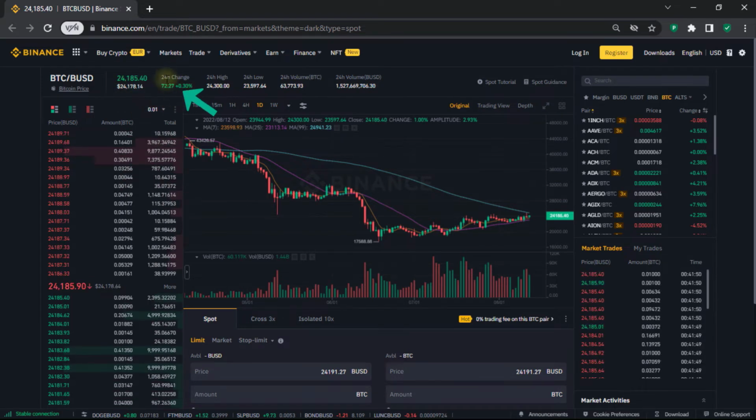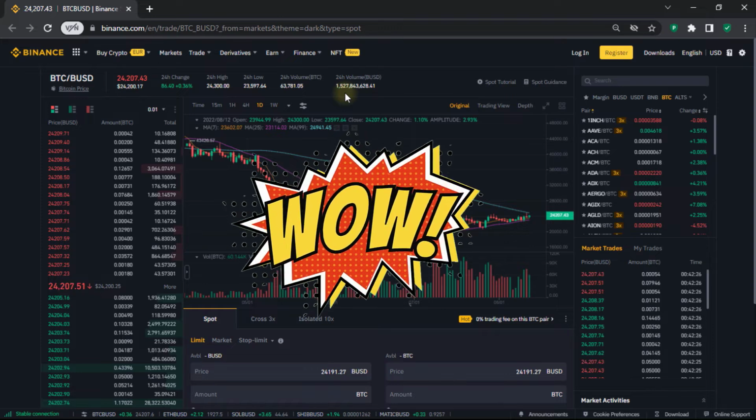Then it shows you a 24-hour change. This is percentage and value. So you've got a 0.25% thereabouts or a $66 change in value. Over the last 24 hours, the high has been $24,300. Its low has been $23,597. You can see the volume that's been traded in 24 hours. That's 63,780 Bitcoin. And the total value of all that Bitcoin traded is over $1.5 billion.